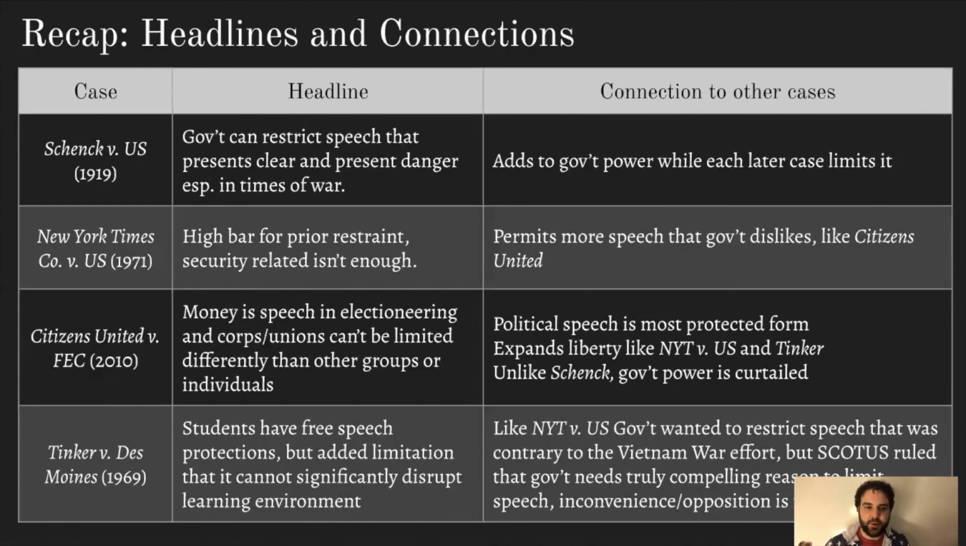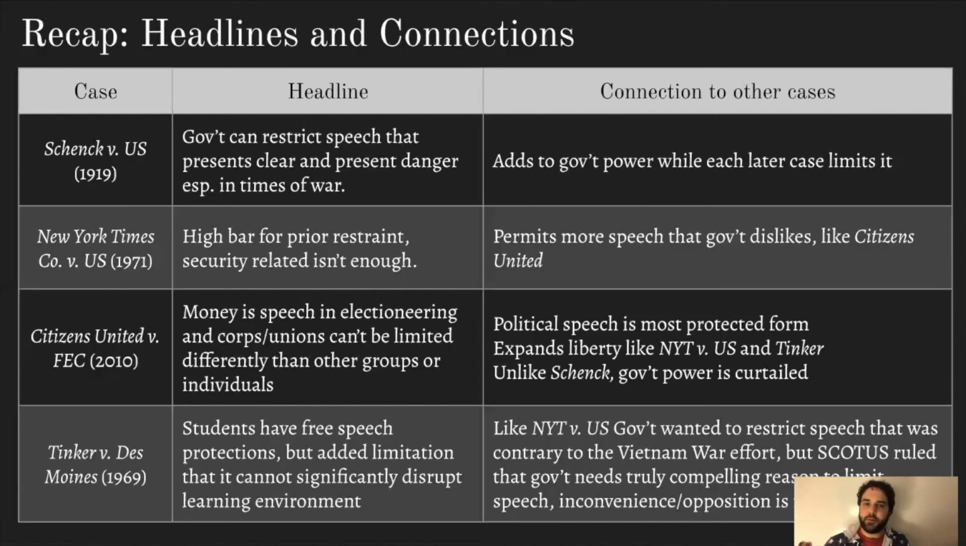Finally, Tinker v. Des Moines. The headline from this is that students have free speech protections, but there are limitations. Now, the key limitation is your speech could be restricted if it significantly disrupts the learning environment. Connection to the other cases is, like New York Times Company versus the US, the government wanted to restrict speech that was contrary to the Vietnam War effort, but the Supreme Court ruled the government needs truly compelling reasons if it wants to limit speech. Inconvenience, opposition to their policies is not enough.